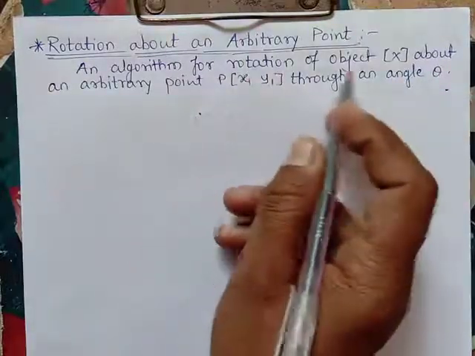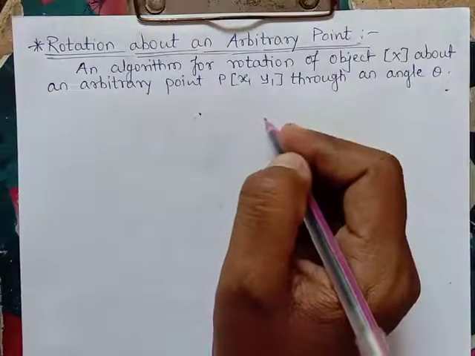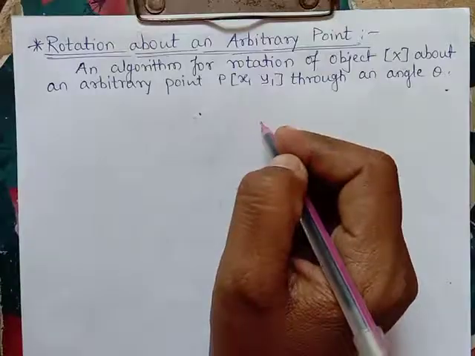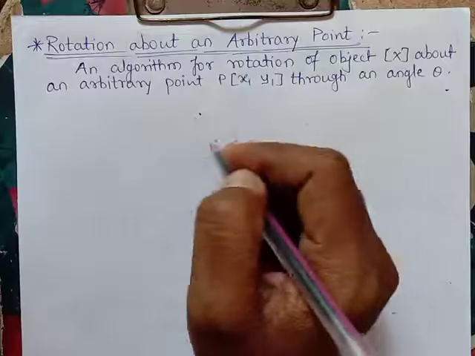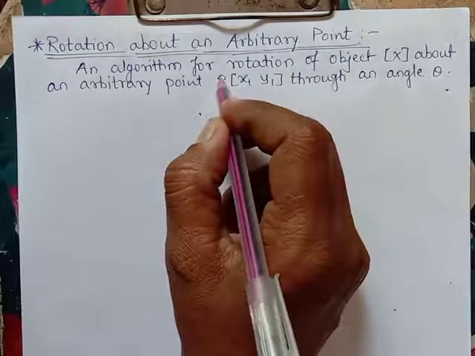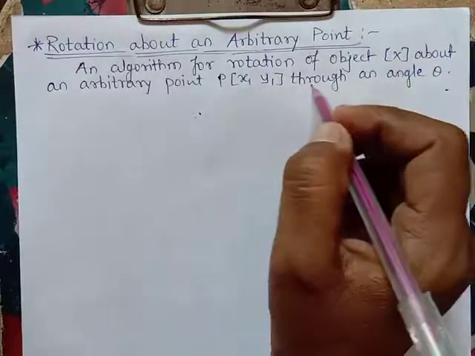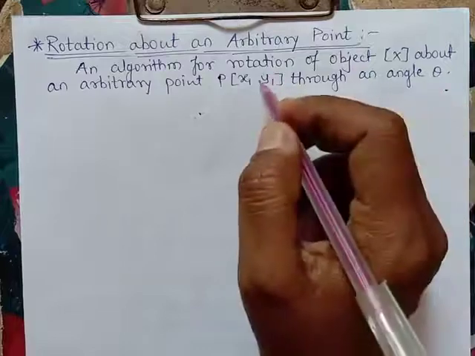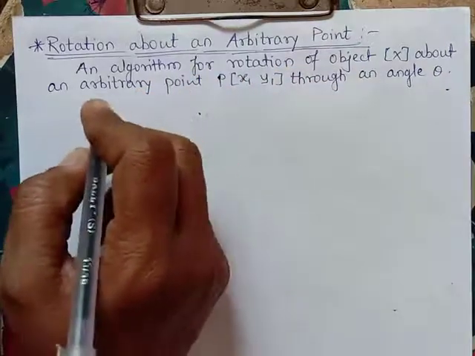Suppose we have to rotate the object x about an arbitrary point p(x1, y1). In 2x2 transformation, we have written a rotation matrix, but that is a rotation about the origin. It is a standard rotation. Now here, this is any arbitrary point in the plane. Through that point with an angle theta, we have to rotate an object. Okay. So here, what is the algorithm?